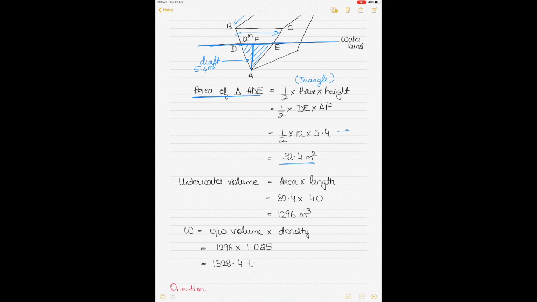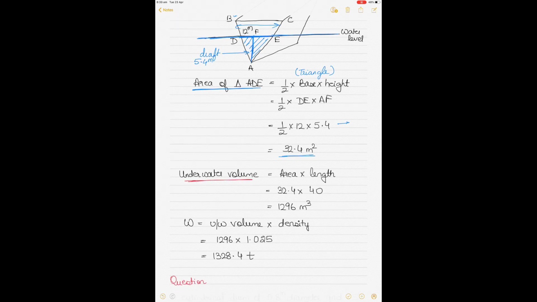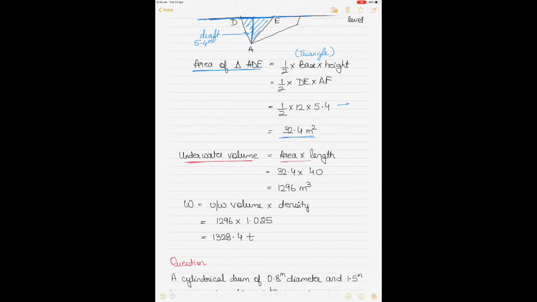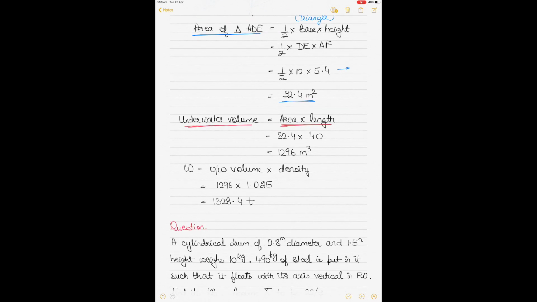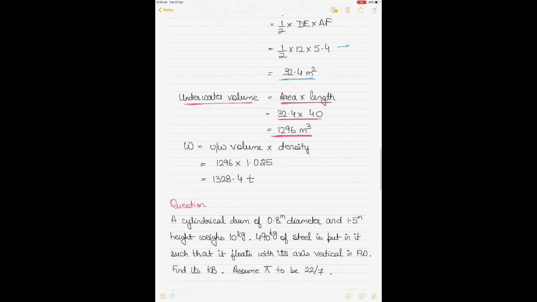You need to find out the underwater volume. So to find out the underwater volume, you will just take the area here and then multiply it by the length of the vessel. Length, because that is also the length of the water plane area. So you take 32.4 multiplied by 40, you get 1296 meters cube, because whenever it's volume it's meter cube, whenever it's area it's meter square.